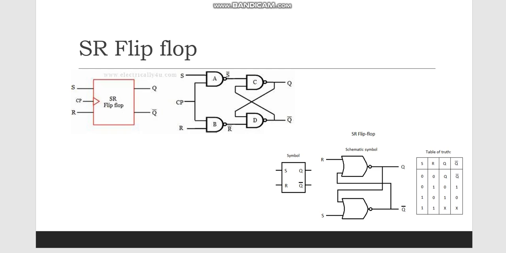If S equals 1 and R equals 0, when C changes from 0 to 1, output Q is set to 1. If S is 0 and R is 1, when C changes from 0 to 1, output Q is cleared to 0. If both S and R are 0 during the clock transition, the output does not change. When both S and R are equal to 1, the output is unpredictable and may go to either 0 or 1, depending on internal timing delays that occur within the circuit.